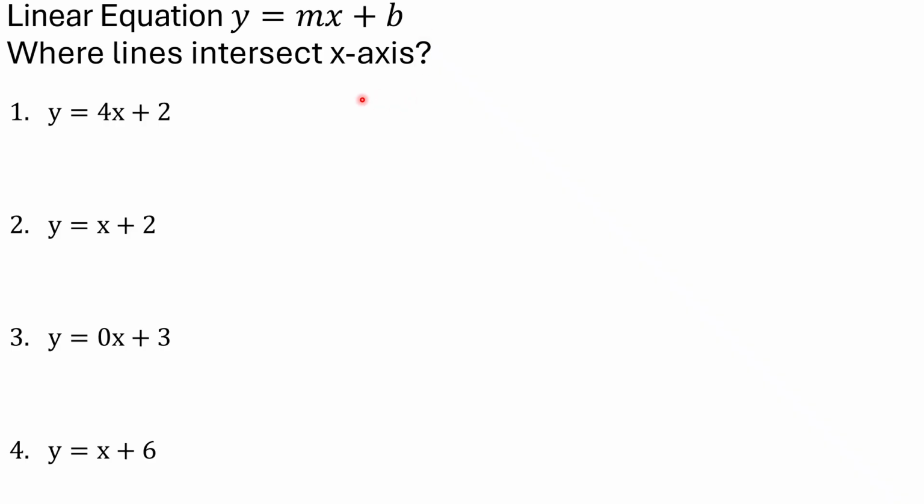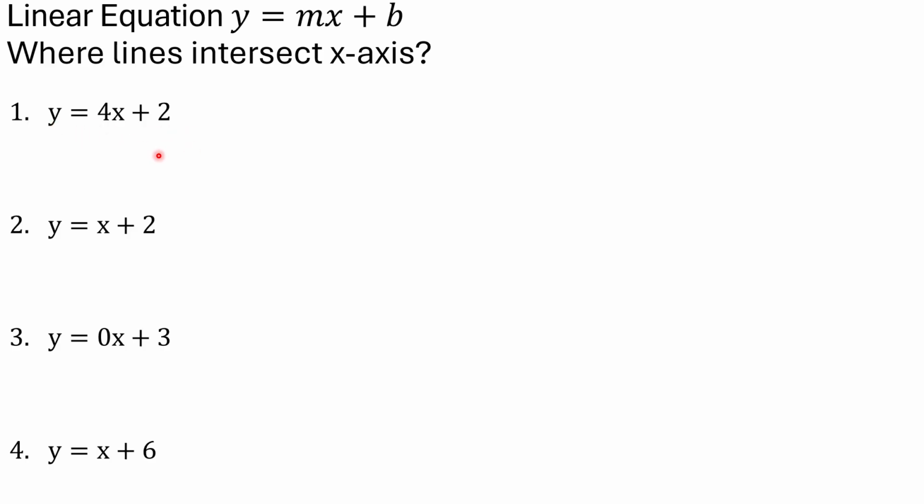So in this case, I'm not interested in where the line intersects the y-axis, which would be b. In this case, I want to know when it intersects the x-axis. So click pause, try to solve these four equations' intersect points, and then I'll walk through each of these problems. Okay, so real quick, all we need to do is set y equals 0 and solve for x.